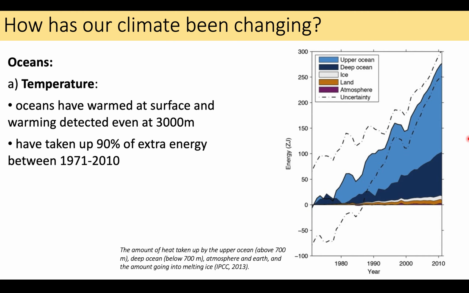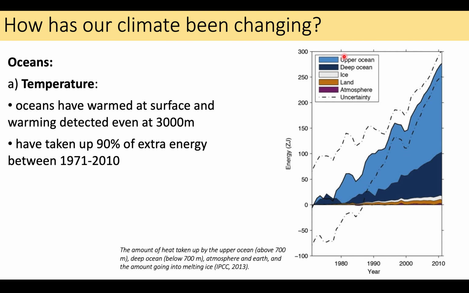The oceans are incredible in so many ways, but they've also taken up about 90% of the extra energy that we've had between 1971 and 2010, and that is still increasing, but those are the published numbers. So the ocean actually absorbs about 90% of the extra energy that our greenhouse effect is causing. So a lot of our increased energy, we can see here where this extra energy is actually going.